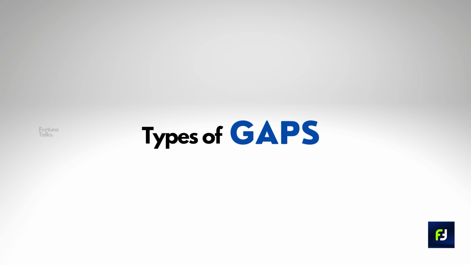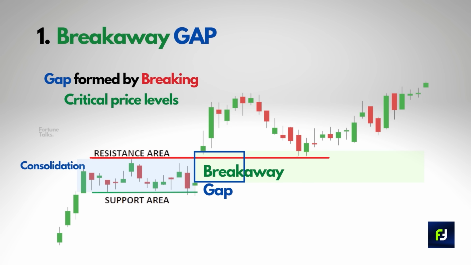Now, all the gaps are not the same. There are different types of gaps, and actually the gaps are divided based on the context in which they appear. So I'll talk about 3 of them. Number 1 is the breakaway gap or the breakout gap. The breakaway gap means breaking the important support or resistance level or a significant trend line in the form of a gap. The breakaway gap actually appears after the completion of an important pattern, like a price consolidation range or a continuation or a reversal pattern.